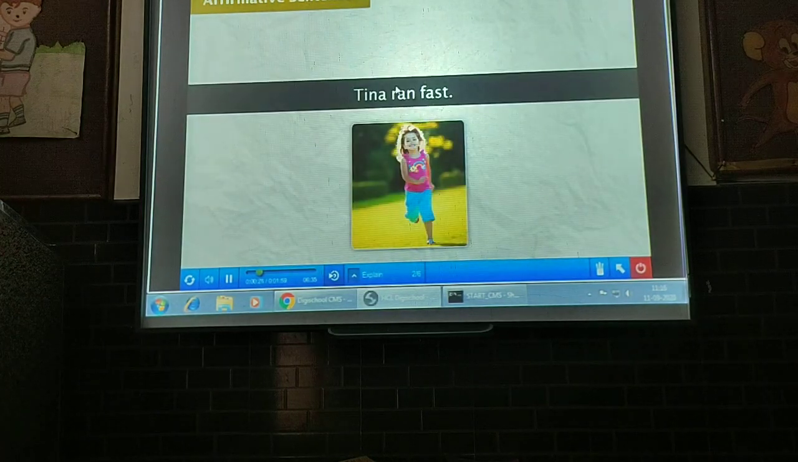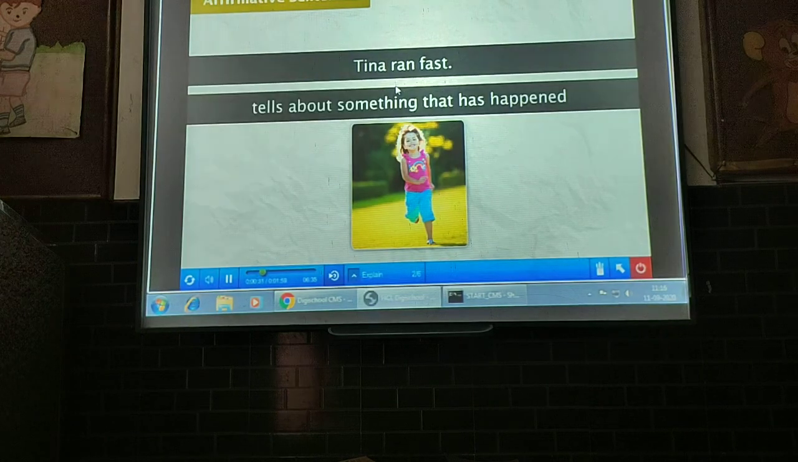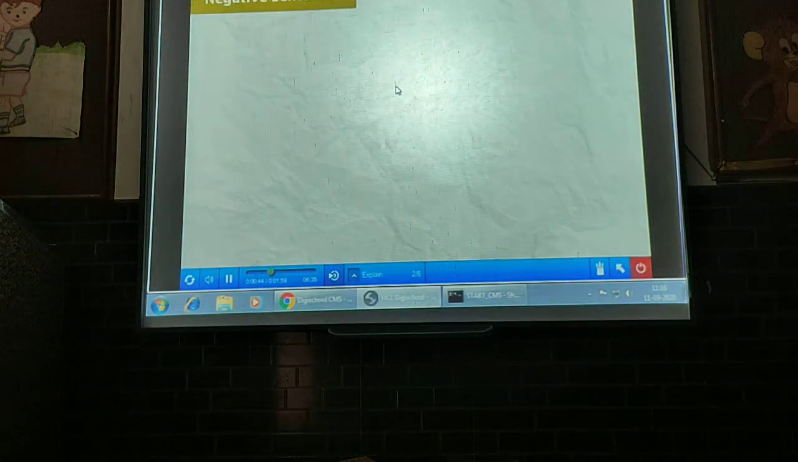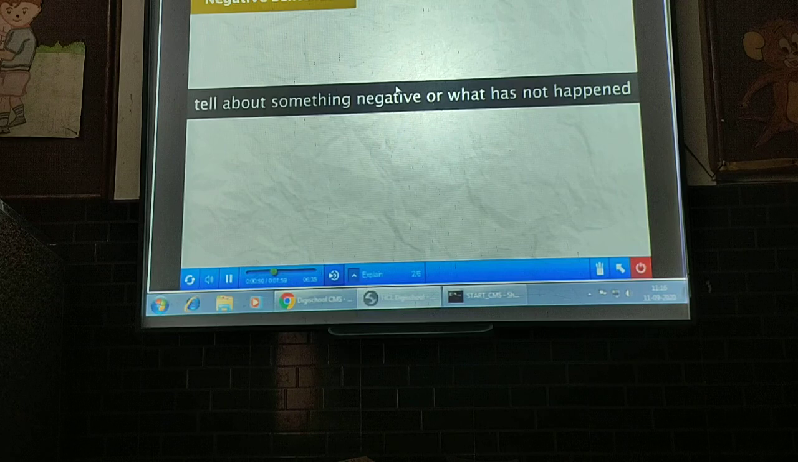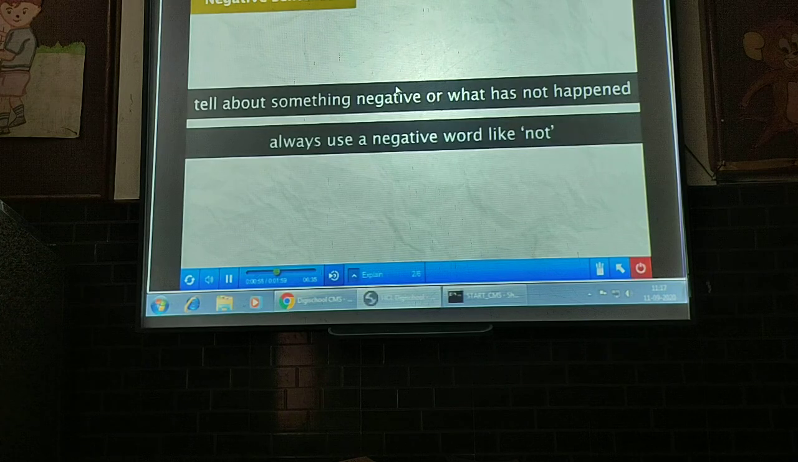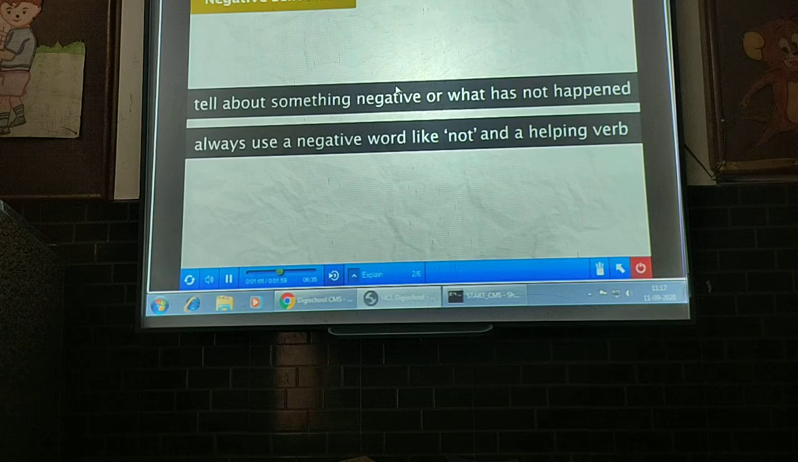For example, read the sentence about Tina again. Tina ran fast. This sentence tells you about something that happened. The girl, Tina, ran fast. So, this is an example of an affirmative or positive sentence. Affirmative or positive sentences tell you about something positive. Negative sentences tell you about something negative or about what has not happened. Negative sentences always use a negative word like not and a helping verb like did, have, or are.